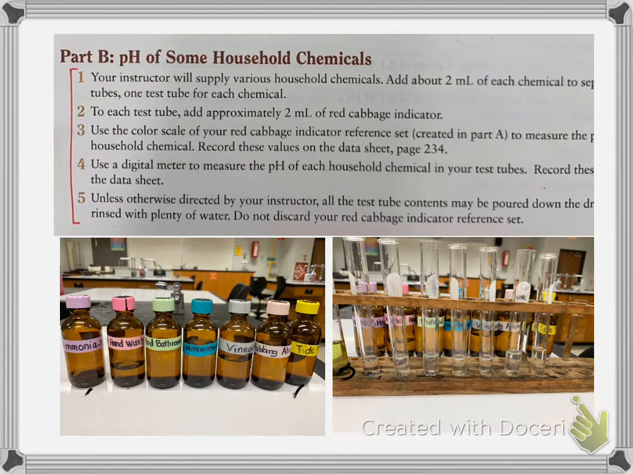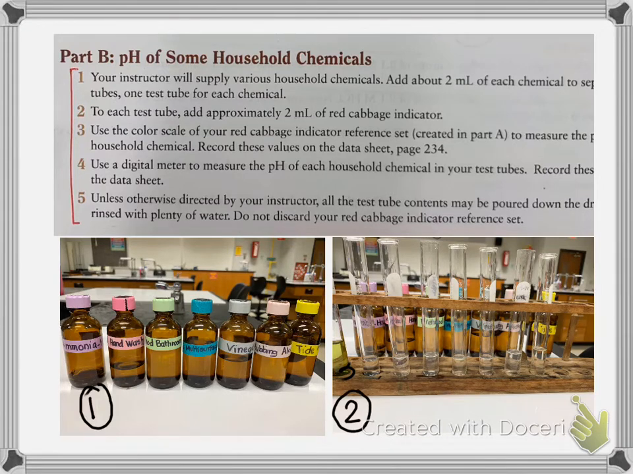So now let's turn to part B, and we're going to use what we had from part A. So step 1 said I would supply various household chemicals. And so here is step 1. I had ammonia, hand wash, a bathroom wash, a multi-cleaner, vinegar, rubbing alcohol, and Tide. When I have you collect the data, I will have each of those, so you don't need to rush and write them down now.